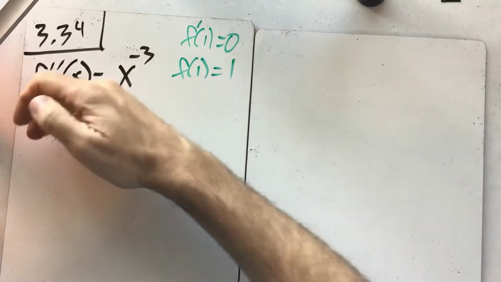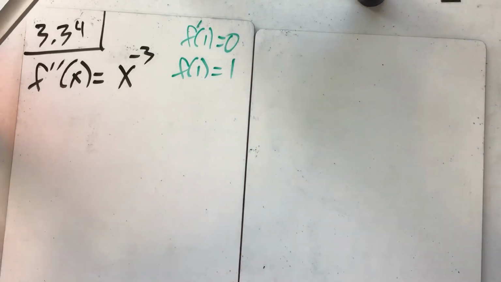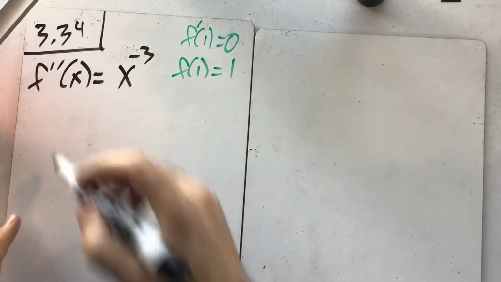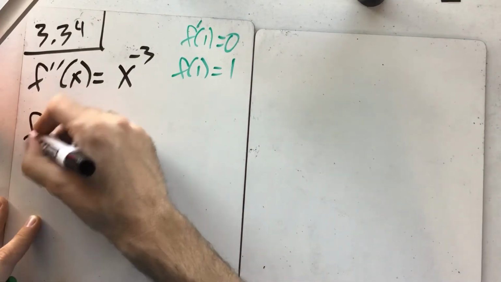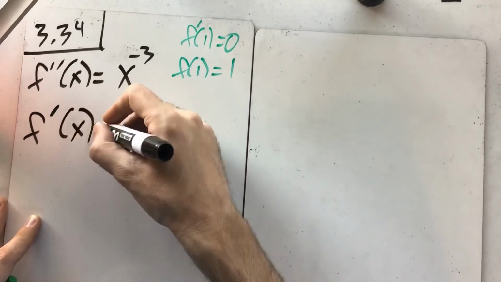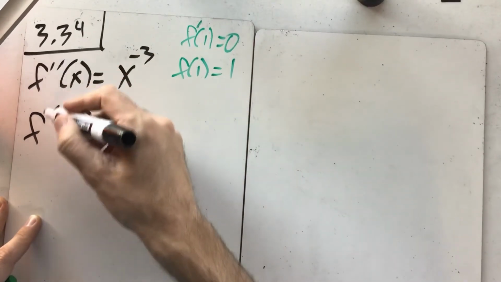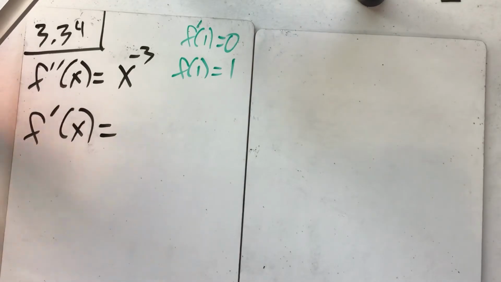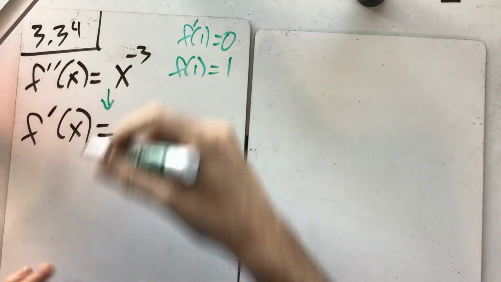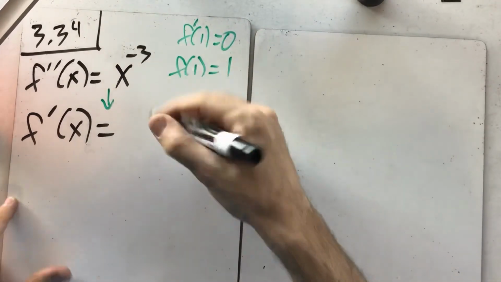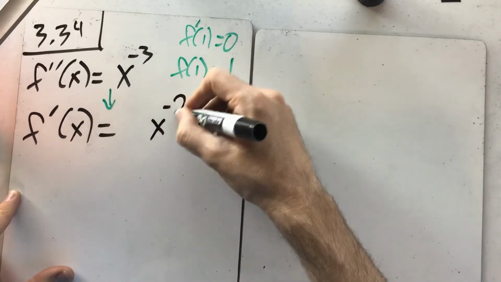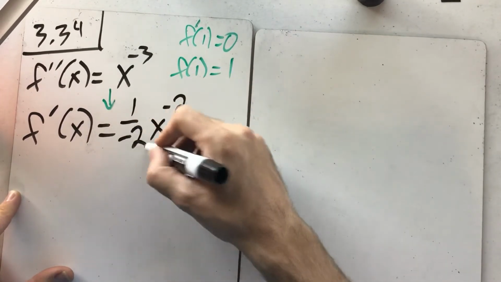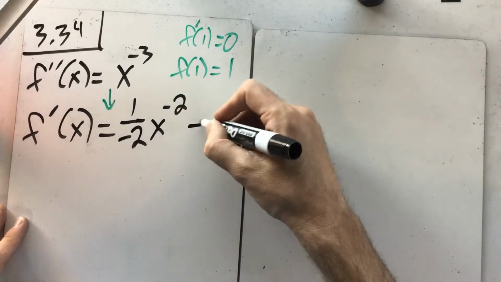With these two pieces of information, we can solve out what's going on in this problem. So first, let's do the first antiderivative. And we know that f prime of x, so we went from double prime to prime, so we took one antiderivative right here. We do our rule, we add 1 to the exponent, so that's x to the negative 2, and we've got 1 over negative 2, x to the negative 2, plus c.